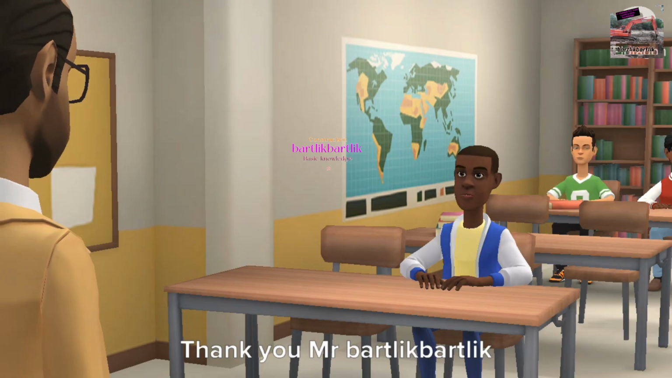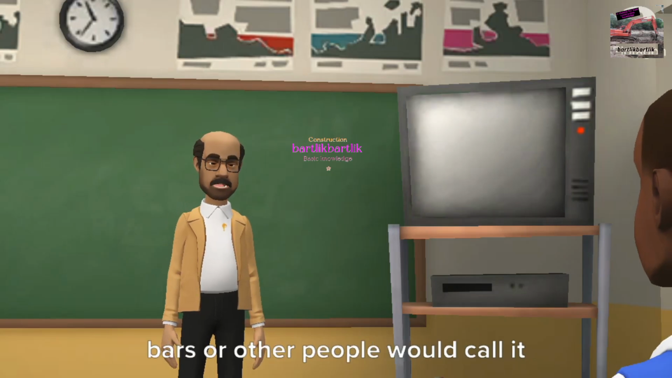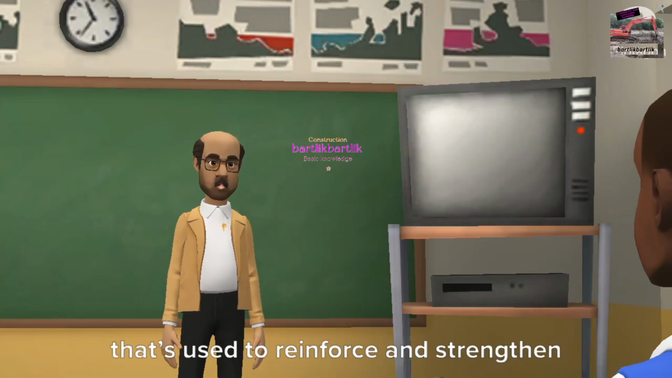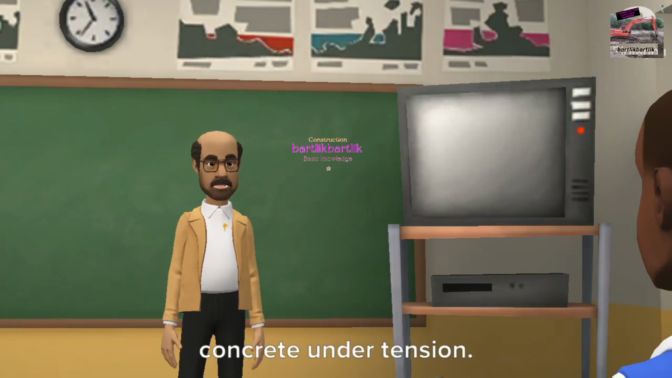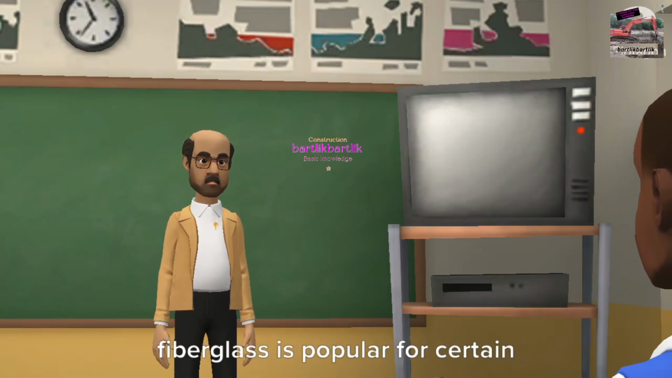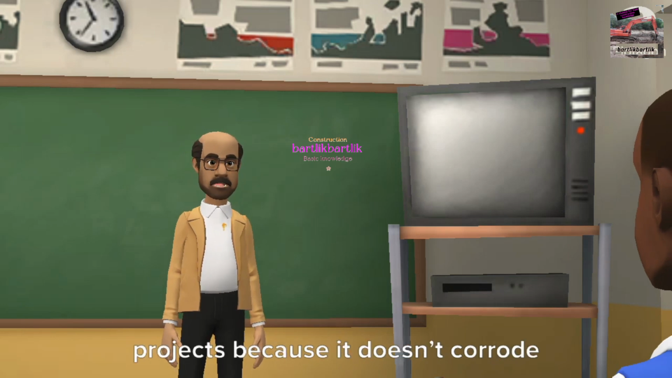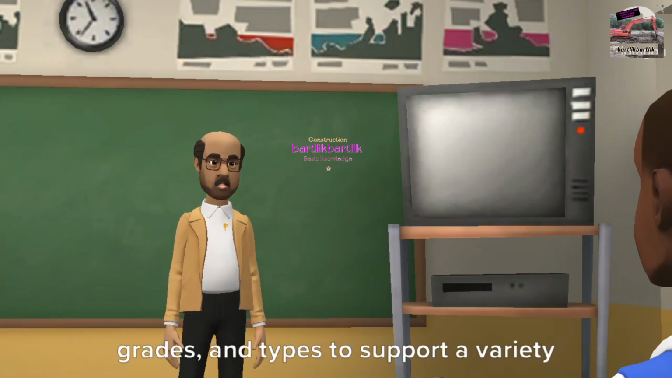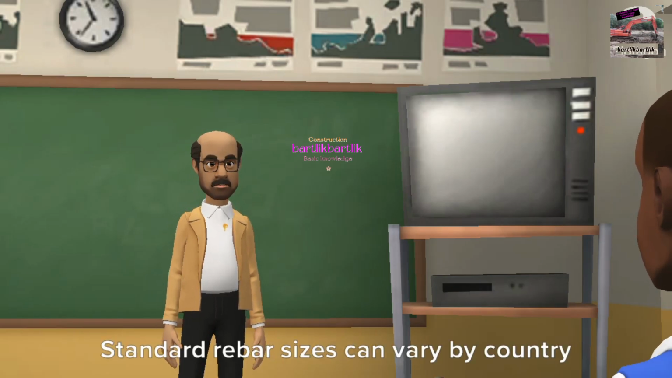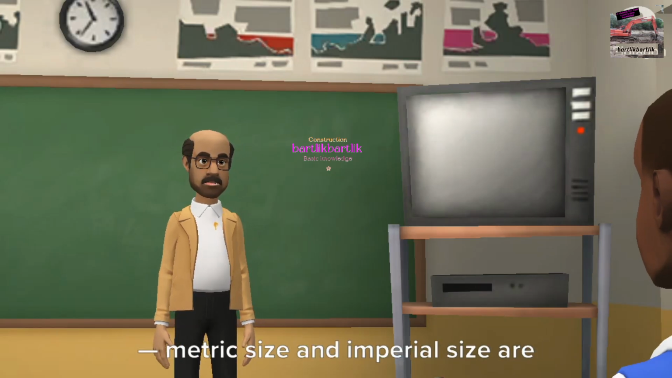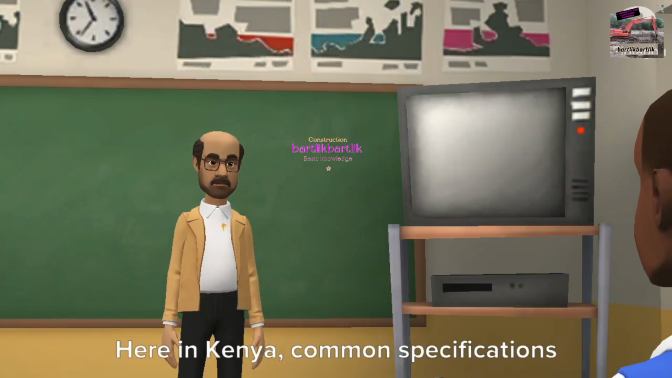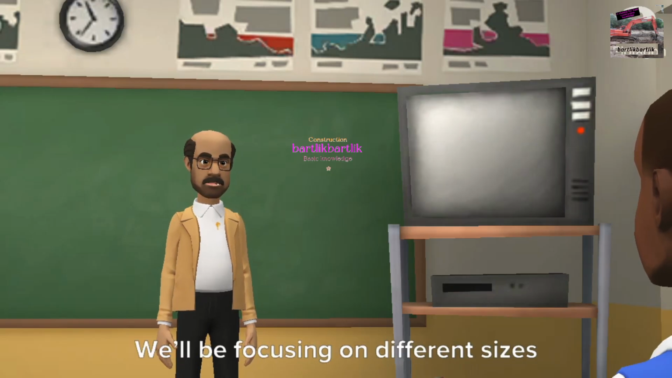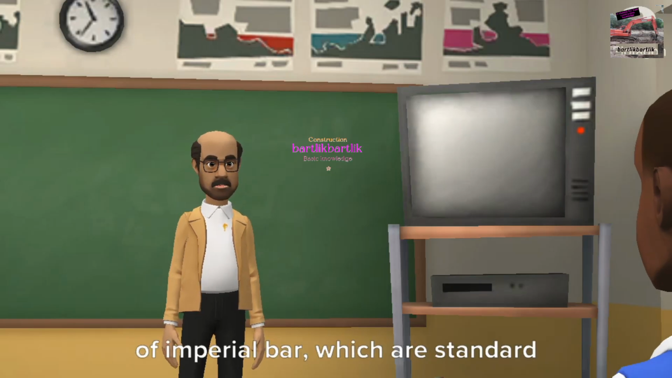Thank you, Mr. Bardlick. Today let's talk about reinforcement bars, or other people would call it rebars. Rebar, or reinforcing bar, is a bar that's used to reinforce and strengthen concrete under tension. It's typically made of steel, though fiberglass is popular for certain projects because it doesn't corrode and is non-magnetic. There are many steel rebar sizes, grades, and types to support a variety of structures. Standard rebar sizes can vary by country. Metric size and imperial size are two popular measurements. Here in Kenya, common specifications are published by the British Standards. We'll be focusing on different sizes of imperial bar, which are standard in Kenya.